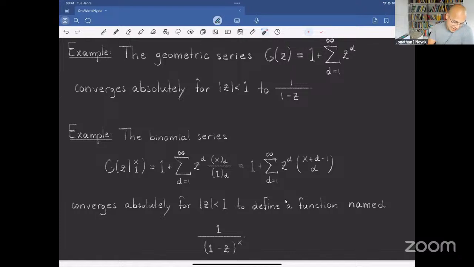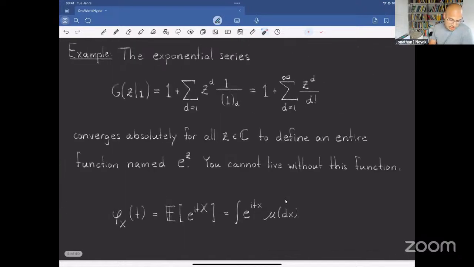And an even more extreme example is the exponential series, which is a remarkable series which has lost many of its charms for us due to constant use. This is the case where you have no upper parameter and one lower parameter equal to 1. So the sum of z to the d over d factorial. And that converges absolutely for all z to a special function named the exponential function. And this really is a function that you don't know explicitly. But you need it.